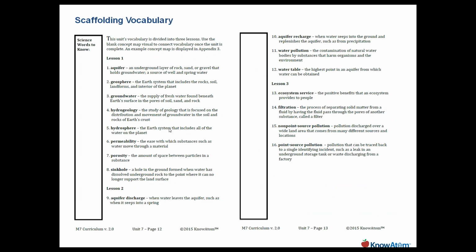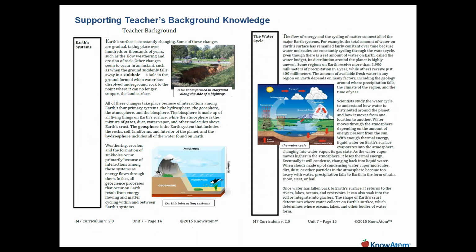You'll see the vocabulary list. This mirrors exactly what was in that student's reader. This is the background content for teachers, so don't copy it and hand it to the students. It's at an adult's level.